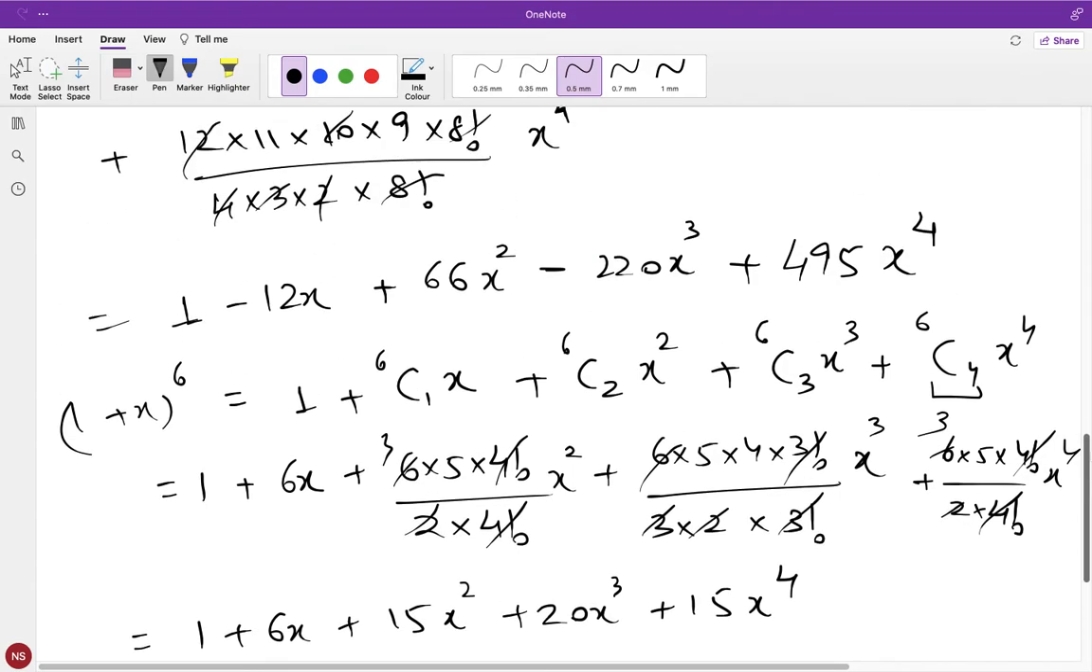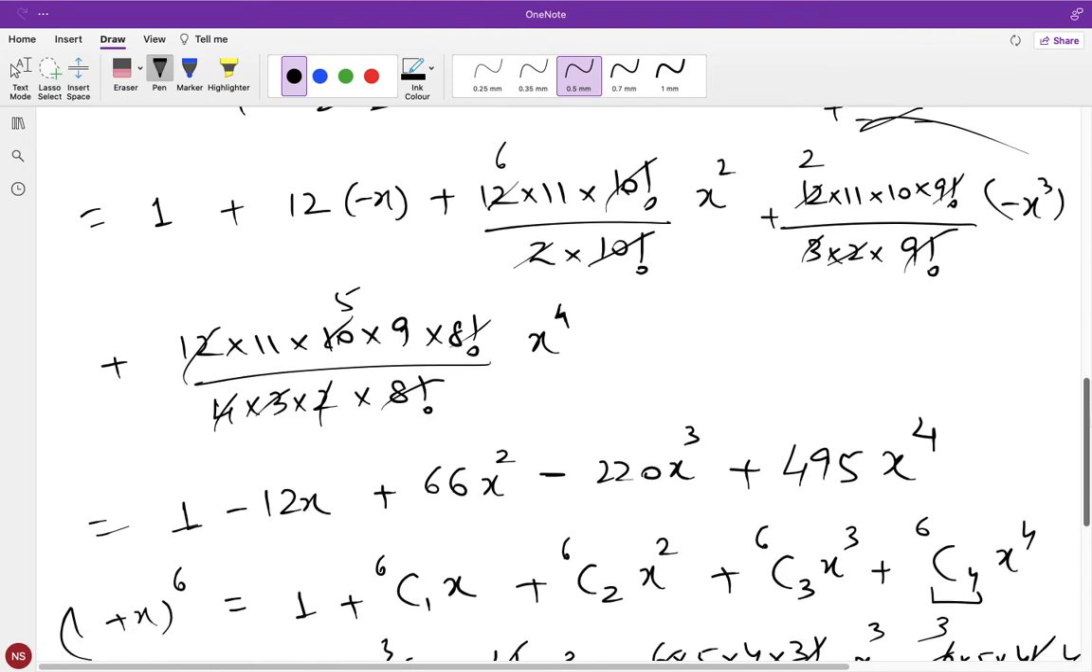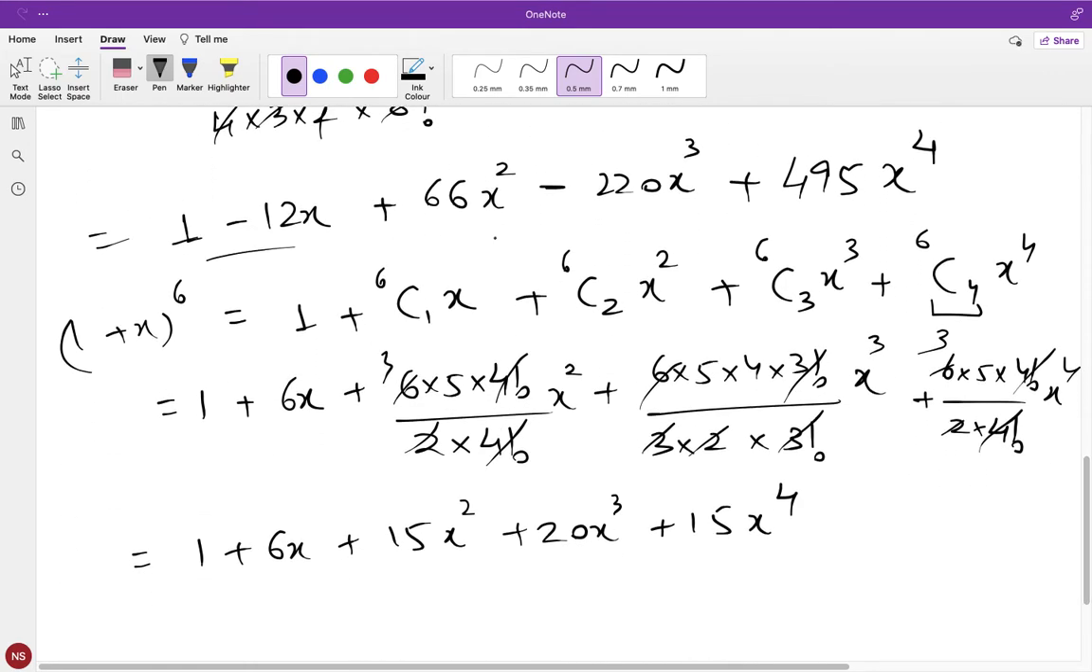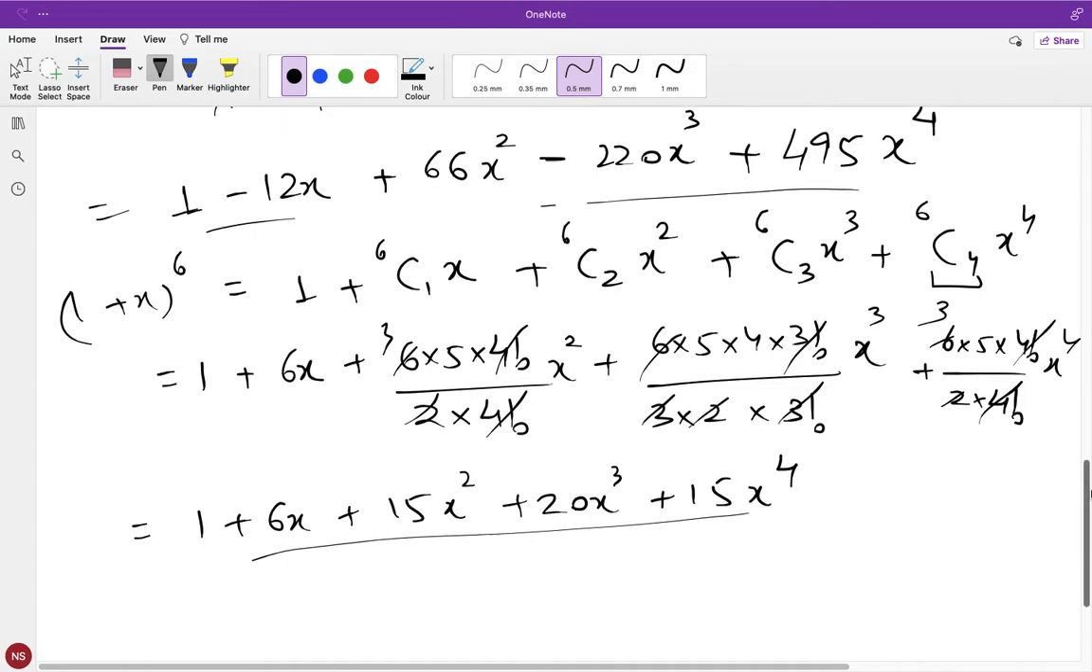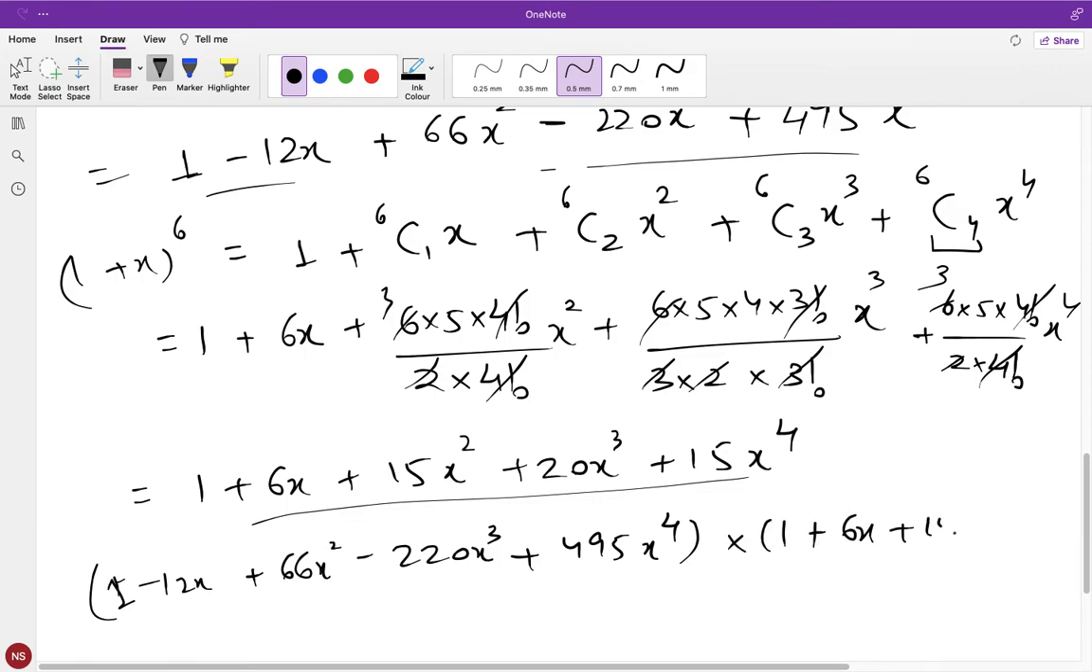So I have the two series. Now I just need to multiply and get the term for x⁴, right? So what are my two series? This is my first series. This is my second series. When I multiply these two, which is 1 minus 12x plus 66x squared minus 220x cubed plus 495x⁴, times 1 plus 6x plus 15x squared plus 20x cubed plus 15x⁴.